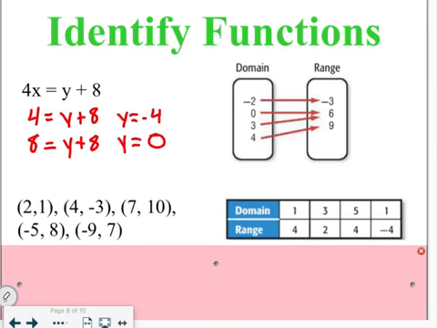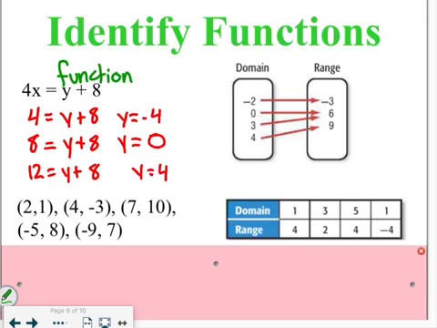And then I would check 3. 3 times 4 is 12 is equal to something plus 8. That is giving me an answer of +4. You could keep going and plugging in more numbers, but you would find that none of your y values are going to repeat. So this is an example of a function.